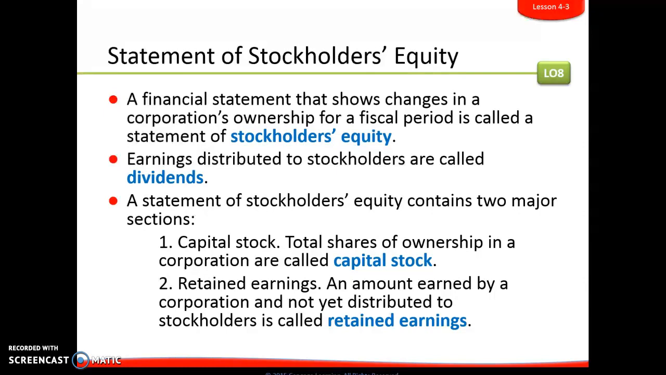A statement of stockholders equity contains two major sections. First of all, it's going to have capital stock, which is total shares of ownership in a corporation, and then retained earnings, an amount earned by a corporation but not yet distributed to the stockholders.